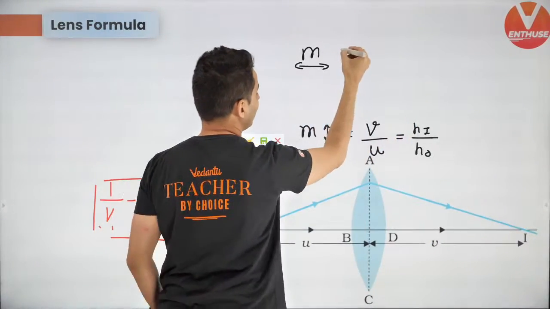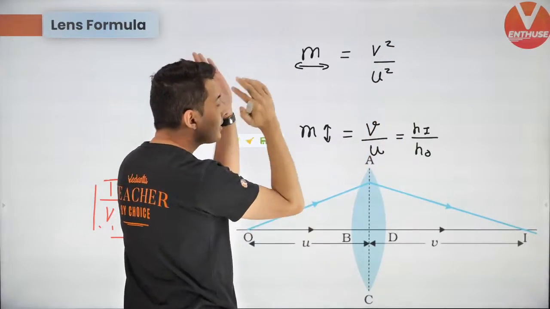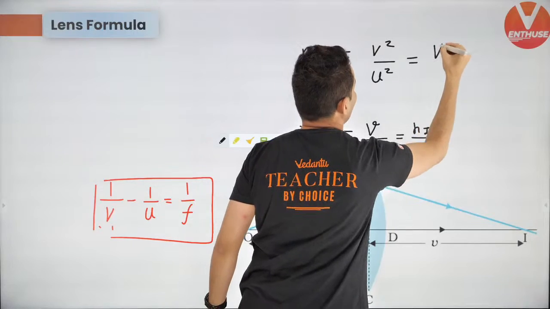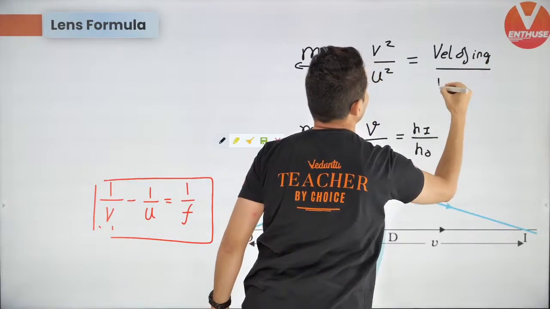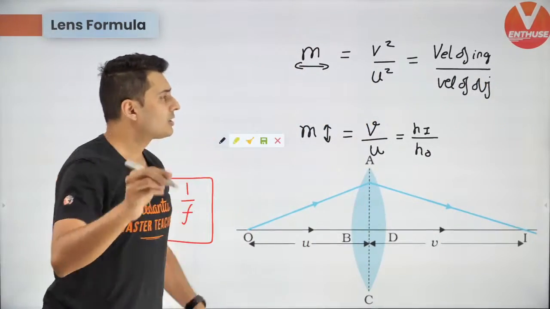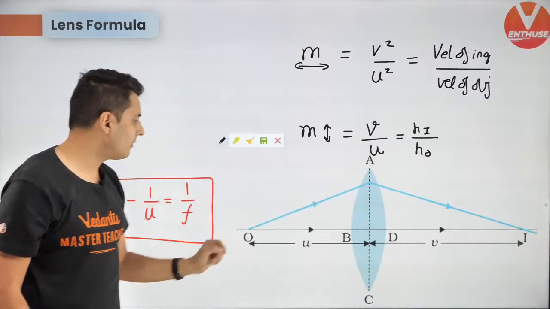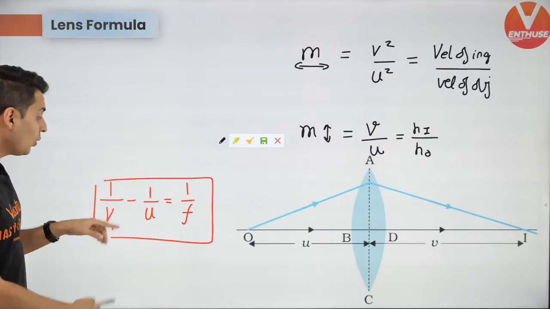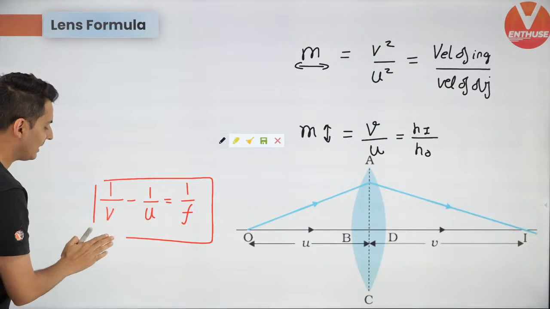So that magnification is given by V square by U square, and that is also equal to velocity of image upon velocity of object. Very, very important. So you can see the minus sign is missing. In mirrors, minus sign was there everywhere, including over here. So this was plus actually. So in lens formula, it has become minus.